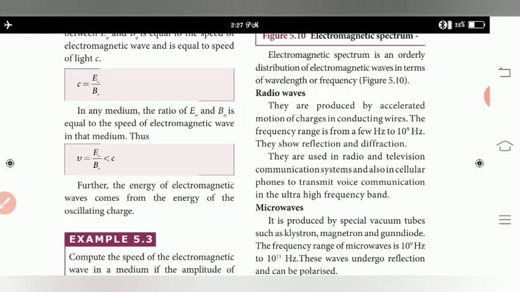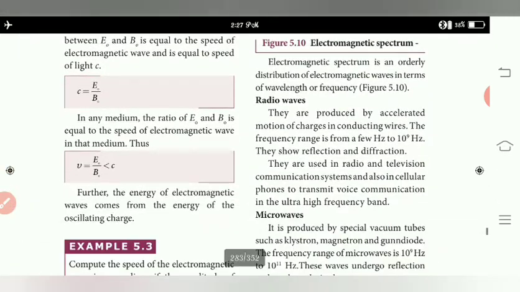In vacuum, the speed of light will be 3 into 10 power 8 meter per second, but in a medium it is reduced. Because the medium has a refractive index, the speed of light depends upon the refractive index and decreases. The energy of the electromagnetic waves comes from the energy of the oscillating charges.